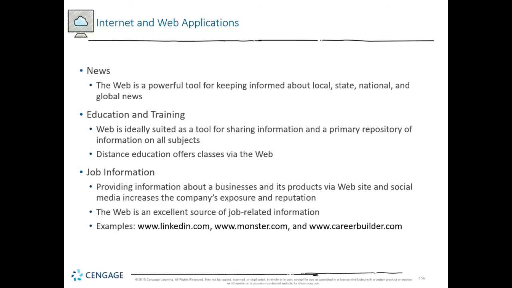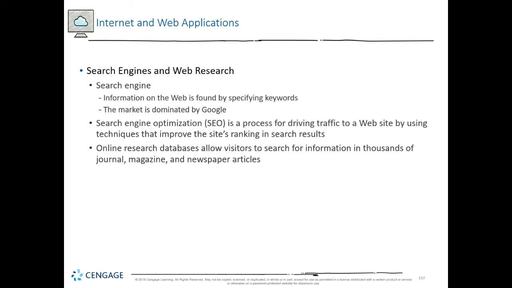Job information. Providing information about a business and its products via the web and social media increases the company's exposure and reputation. The web is an excellent source of job-related information. Examples, www.linkedin.com, www.monster.com, www.careerbuilder.com.